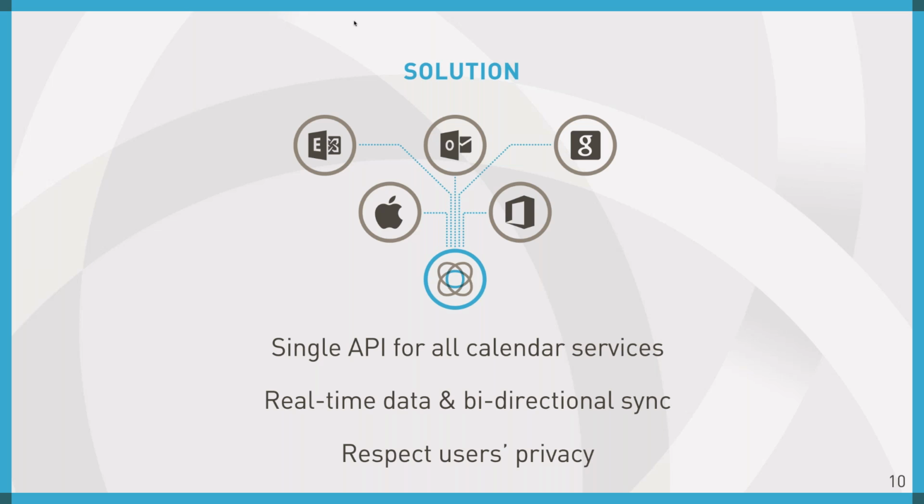Regarding the third problem, that of privacy and security, Cronofy allows you to access only the data that you need to respect users' privacy. So if all your app needs is availability information and not the event details, then that's what it gets.